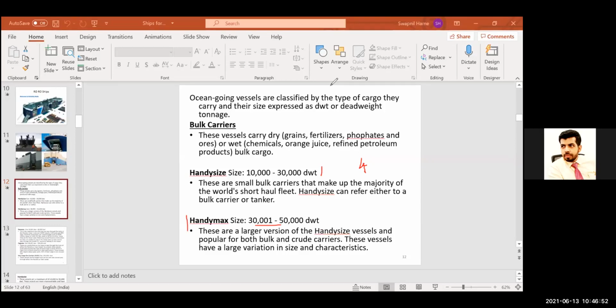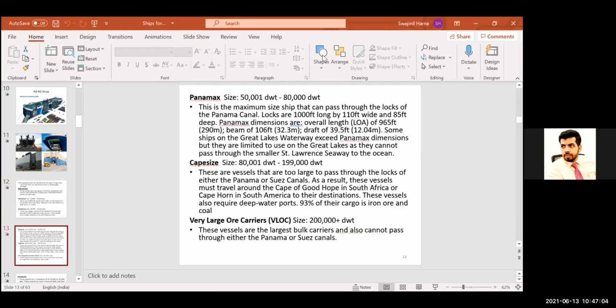Okay, moving ahead with the next, just a moment. Now the next size above handymax is the Panamax. Panamax is typically, more likely, of 70,000 deadweight most of the time, but the range is from 50,001 to 80,000. Okay, and the typical Panamax bulk carrier has a size of 70,000 deadweight.